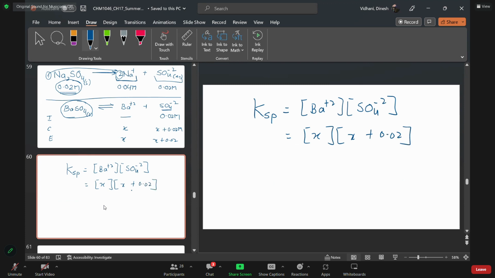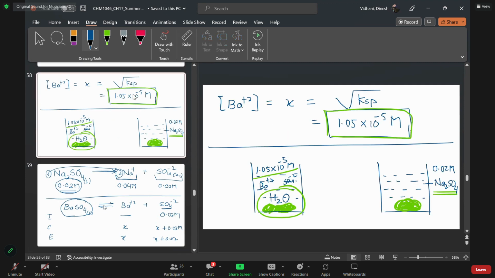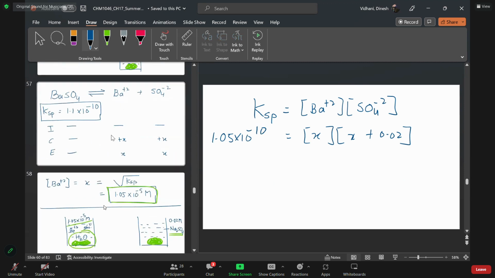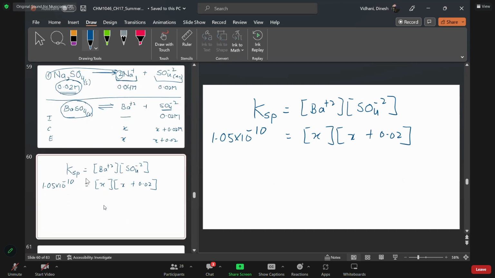Okay. Do we know the Ksp? Answer is yes. We know the Ksp for barium sulfate. It's a standard value. At room temperature, 25 degrees, it's always going to be 1.05 times 10 to the power negative 5. It's an experimental value. So we know this one is 1.05 times 10 to the power negative 10. Is it 1.05? 1.1. So I'll just put 1.1.